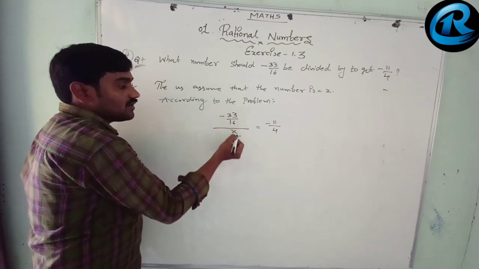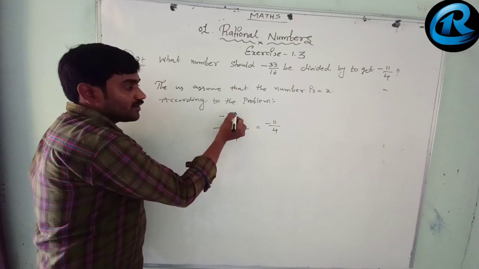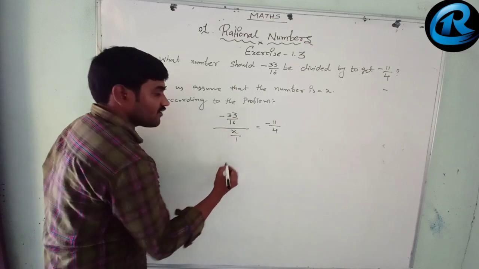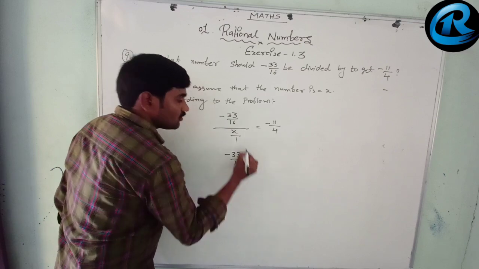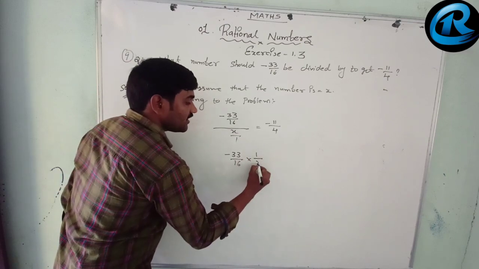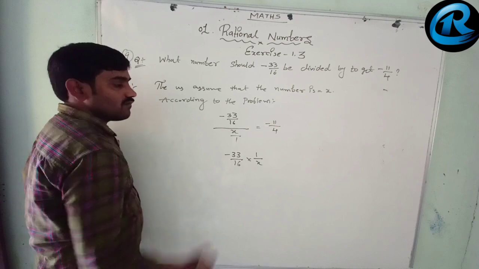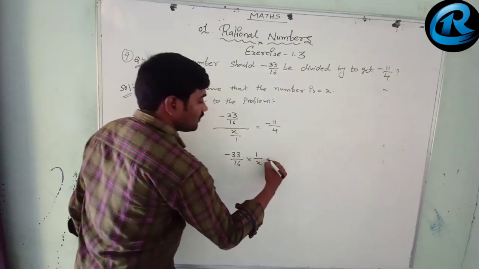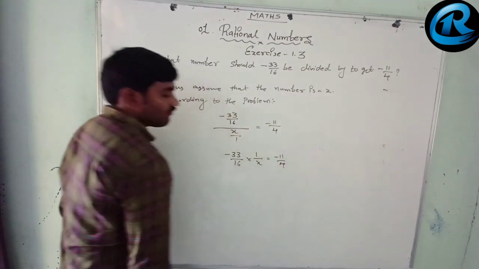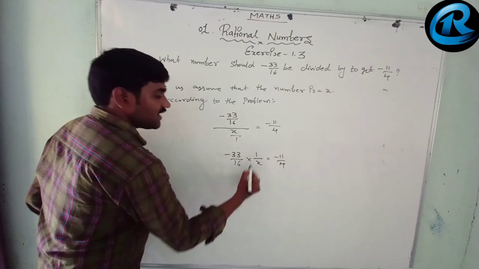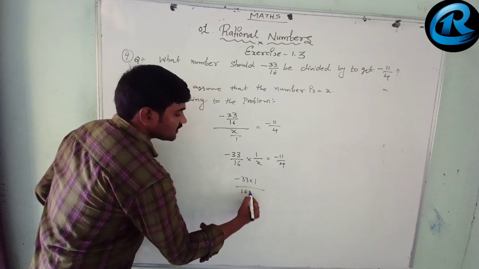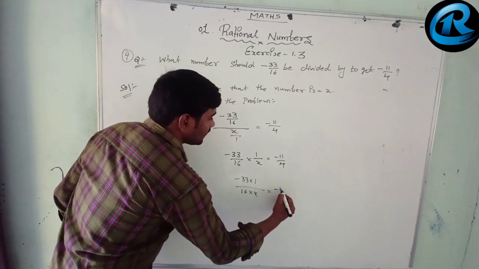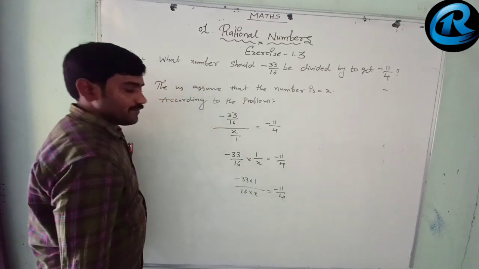So what happens now? In the numerator we have a fraction, and in the denominator also we have a fraction. So what do we do? The numerator fraction we write as it is, into the reciprocal of the denominator fraction, that is x by 1 becomes 1 by x, equal to minus 11 by 4. Now let us multiply minus 33 into 1 by 16 into x, equal to minus 11 by 4.